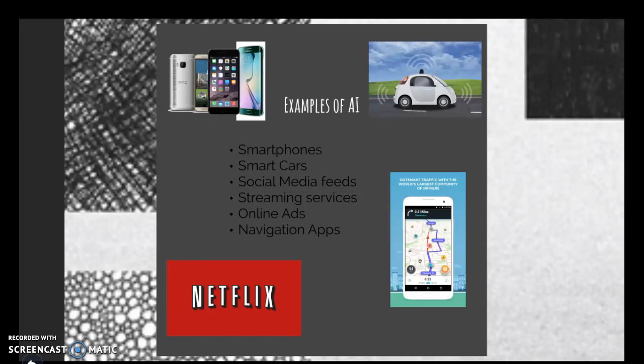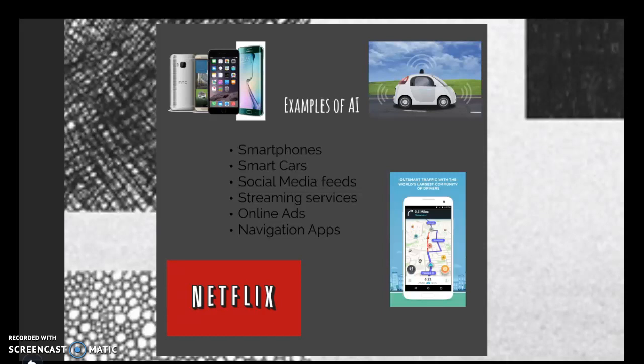There are social media feeds such as Facebook, Twitter, Instagram, Pinterest, and your streaming services such as Netflix or Spotify, when they come up with songs that you may like because you've liked this song before. Online ads, obviously, if you've been Googling tomatoes, it's going to give you an ad for tomatoes. And your navigation apps such as Waze or Google Maps, anything that can tell where you are and tell you where you should go next based on what you've input into it.